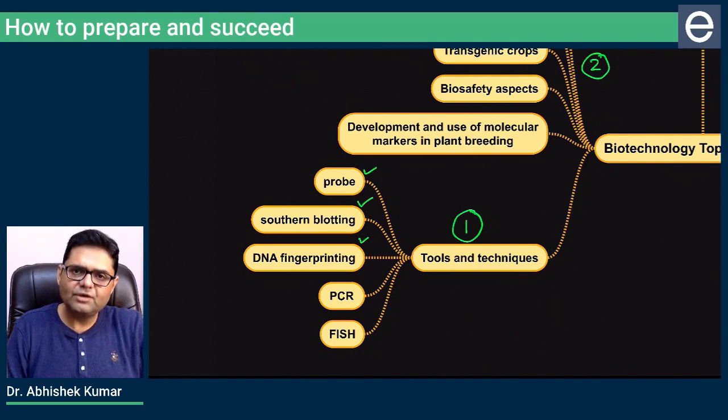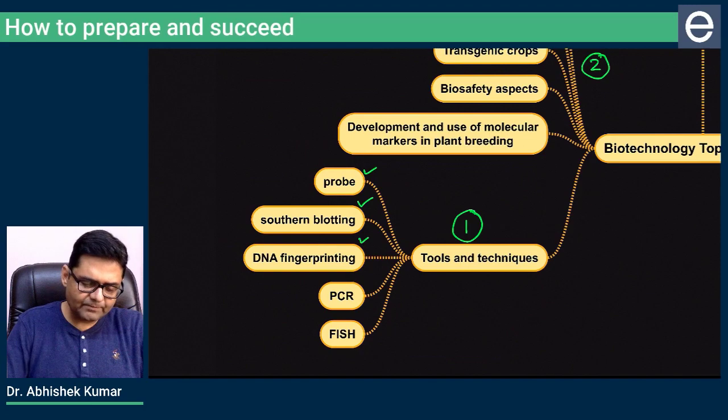The last one, FISH, the basic idea of which I had just now given. So in fluorescence in situ hybridization, what is the method all about? How do we go about carrying out a FISH-based DNA mapping, chromosome mapping, and what are the variants of FISH that also you need to know, and finally applications.